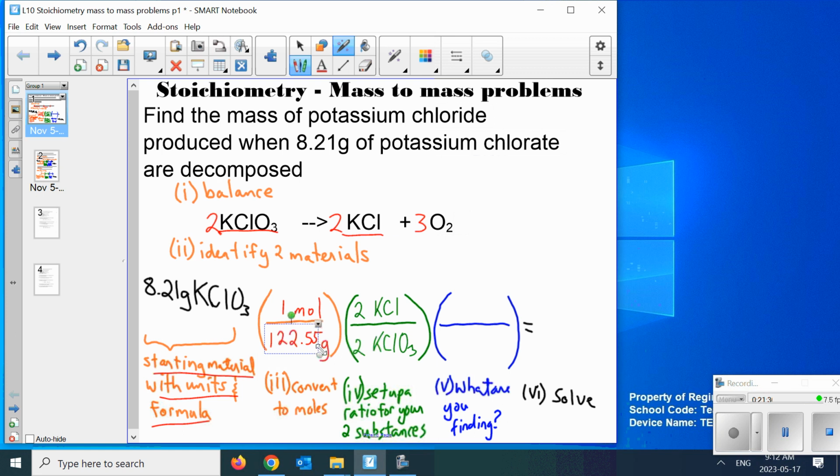So we set up the ratio. Now, what do we find? In this case, we're finding grams. Sometimes that last bracket isn't needed if you only want moles. So I want grams per mole. And it just so happens that 39.10 plus 35.45 is 74.55. I make mistakes, so I really need you guys to follow along with these things.